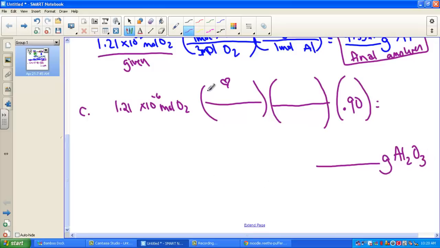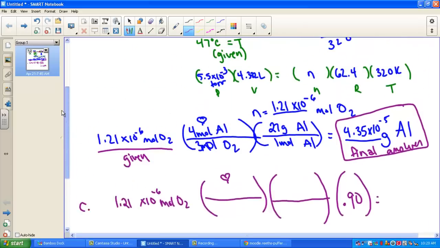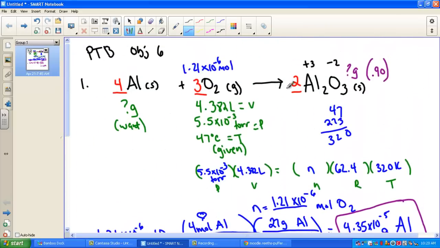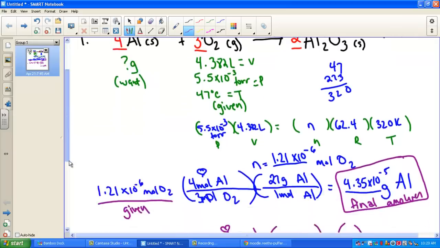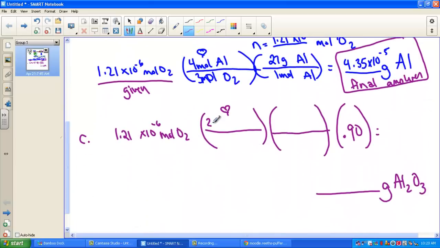There, I got it. So what do we want? We want to know aluminum oxide. Its coefficient is a 2 from the oxygen. So the heart of our problem, the ratio, is 2/3. We see that there are 2 moles of our product, aluminum oxide, for every 3 moles of oxygen consumed. 2/3 is our ratio.